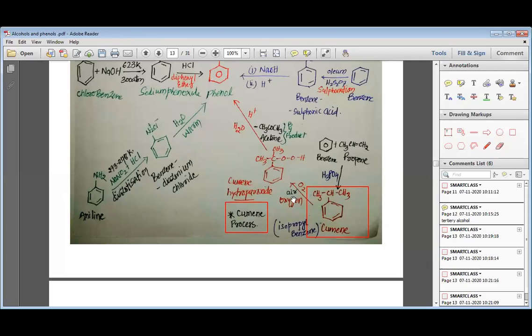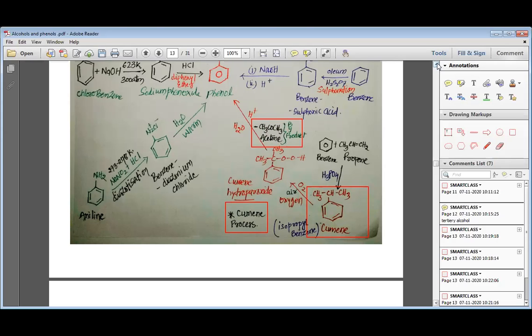This cumene is allowed to react with the oxygen present in the air so that we can get cumene hydroperoxide. This cumene hydroperoxide, when it is hydrolyzed in the presence of H plus, gives us phenol. At the same time, it also gives us acetone. You can see here, my dear students, I have clearly mentioned that acetone is the byproduct for this particular reaction, which is known as the cumene process.